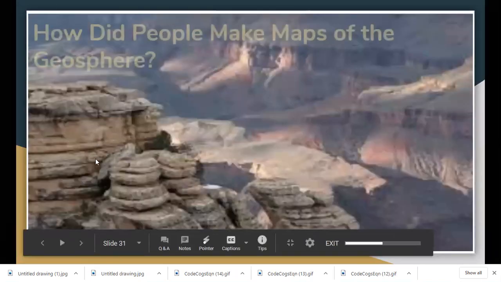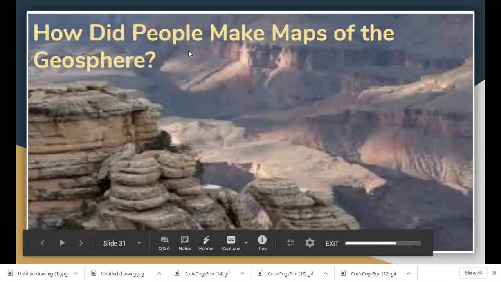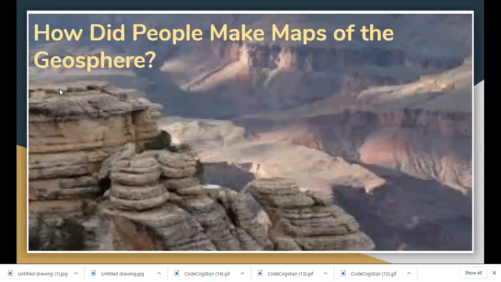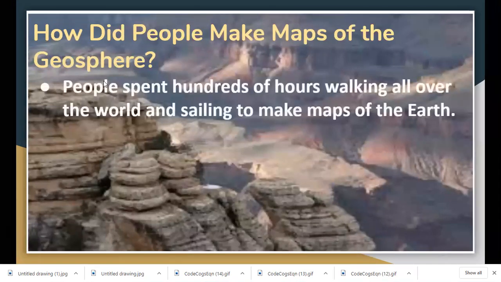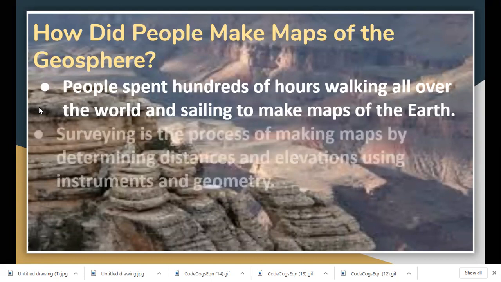Okay, now we're going to talk a little bit about how do people make maps of the geosphere? Well, how did they used to do it? Well, they used to walk hundreds of hours and sail all over the world to make the maps and draw what they saw. That took them a while, and a lot of times it was treacherous conditions, but people wanted to find out what the Earth was like.